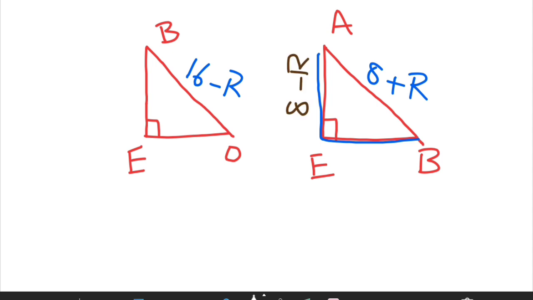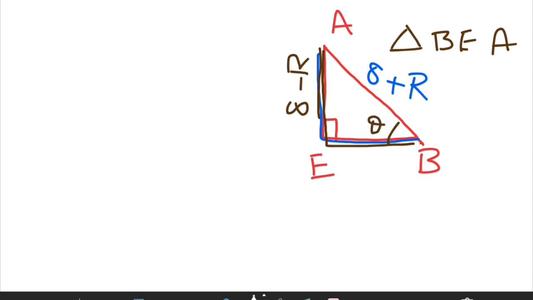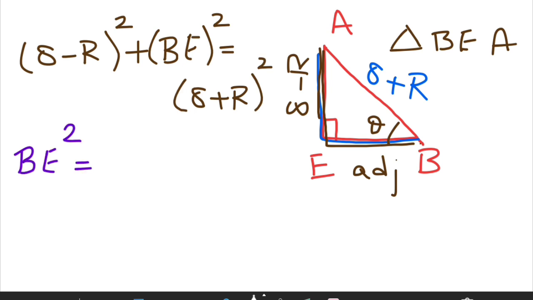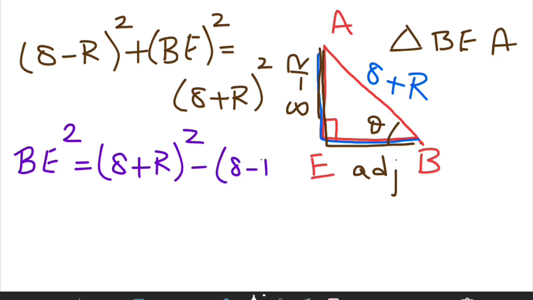From the triangle BEA, we are going to find EB length. So it is a right angle triangle. So we can use the Pythagorean theorem here. This is the angle and the side opposite is AE. AE is 8 minus r. So what is the formula? Opposite square, that is (8 minus r) whole square, plus adjacent side square, that is BE whole square, is equal to hypotenuse square, which is (8 plus r) whole square. BE whole square is equal to (8 plus r) whole square minus (8 minus r) whole square.